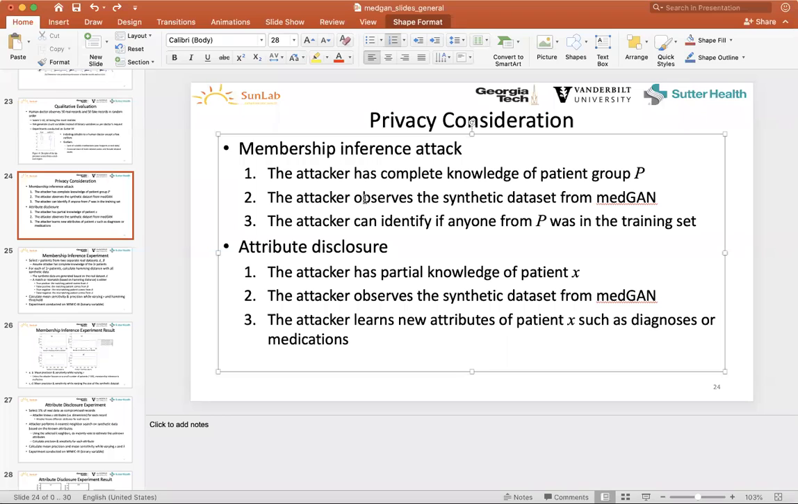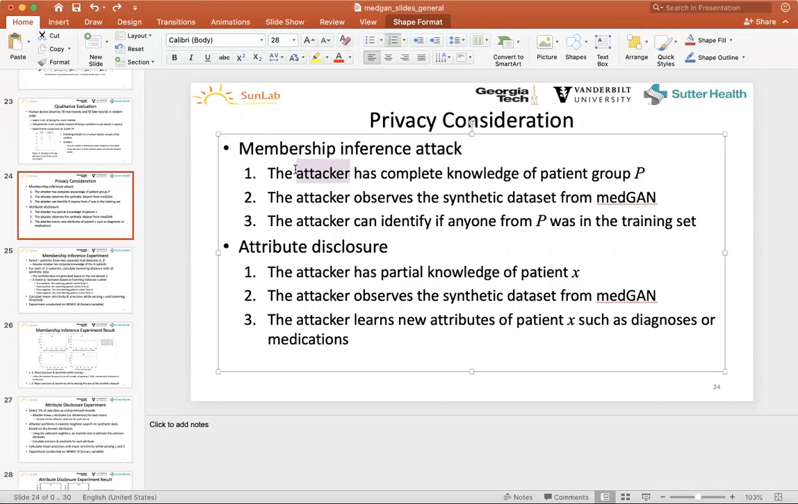And this is not a very big problem, at least to my estimation, because in order for this to happen, the attacker needs to already know the identity of the patient.